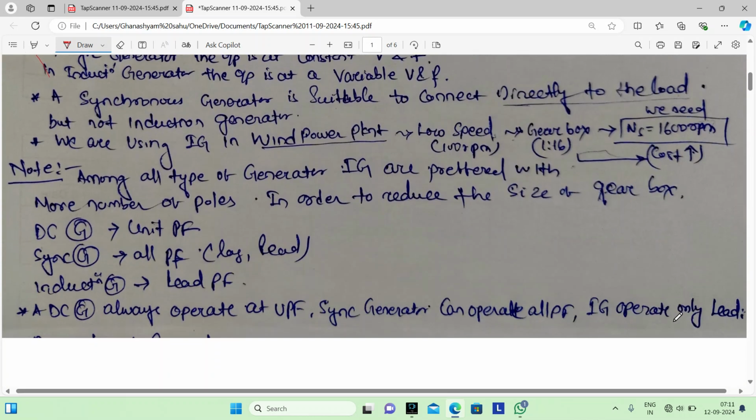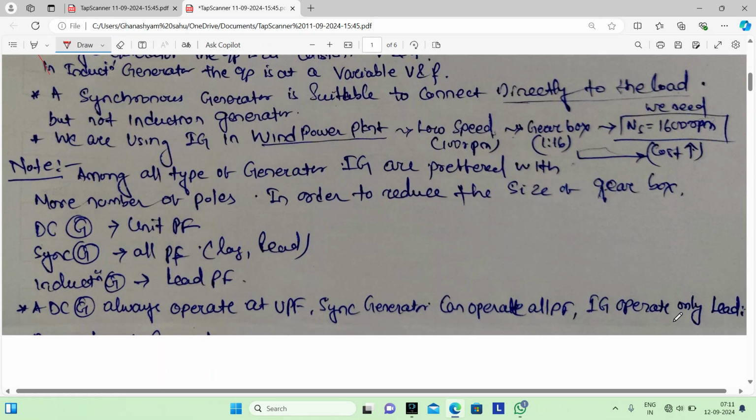So let's see some notes. This is very important. Among all types of generator, induction generators are preferred with more number of poles. Why? Because its speed is less. That's why we use more poles to increase the rpm and reduce the size of the gearbox. In order to reduce the size of the gearbox, we use more poles in the induction generator.